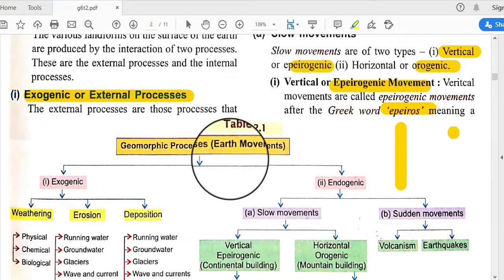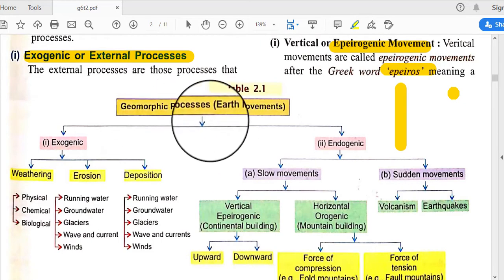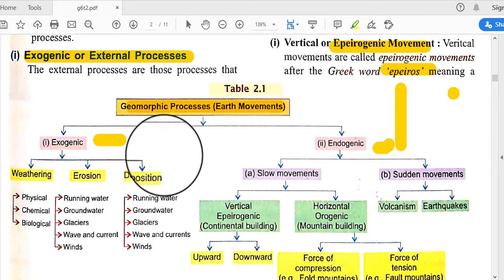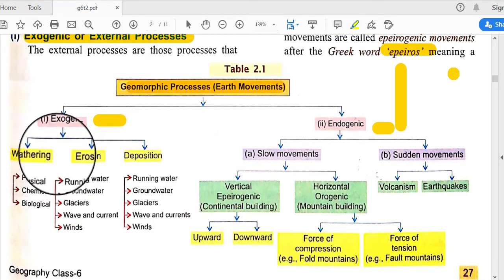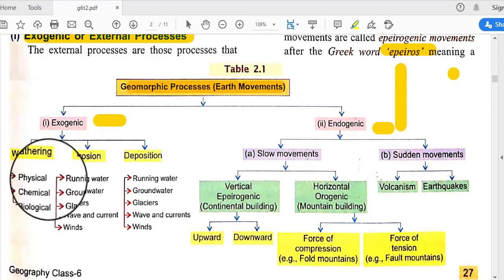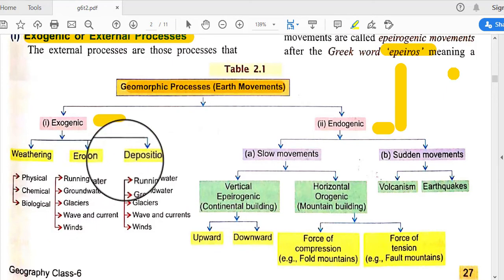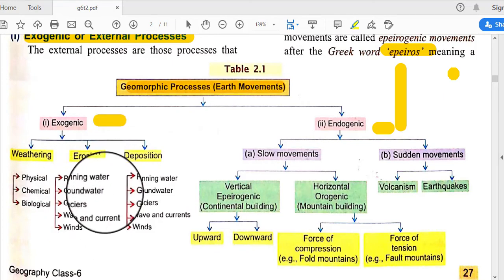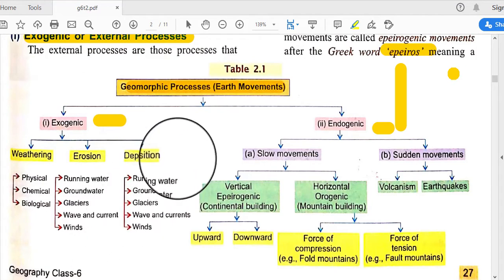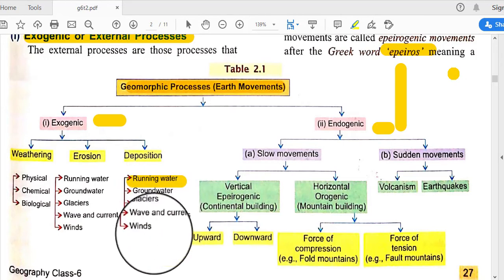You can see this table with the information regarding the processes. Geomorphic processes we can divide at first into endogenic and exogenic. Then exogenic processes we can divide into three parts: weathering, erosion and deposition. Weathering may be physical weathering, chemical weathering or biological weathering. Erosion is carried out by water, groundwater, glaciers, waves and currents, or winds. Deposition also occurs by running water, groundwater, glaciers, waves and currents, and winds.